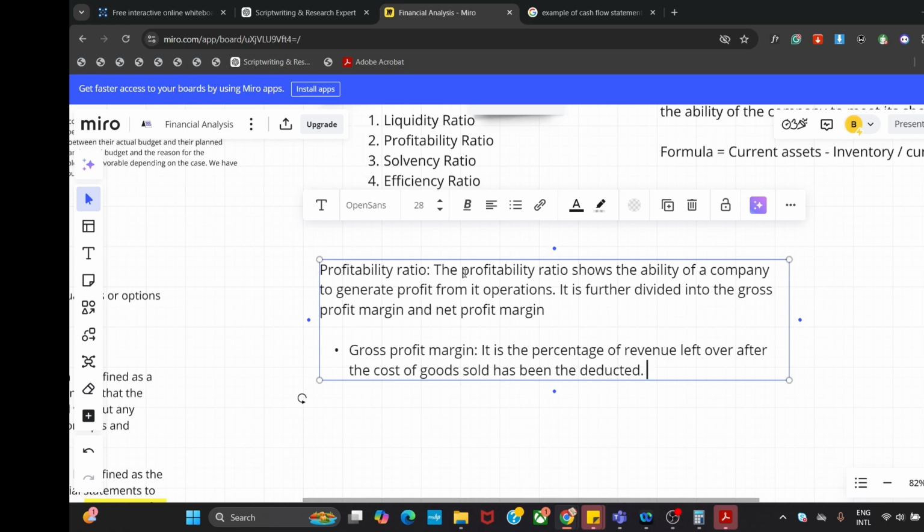So the formula for calculating the gross profit margin is the revenue minus the cost of goods sold, times 100, divided by revenue. So, formula.